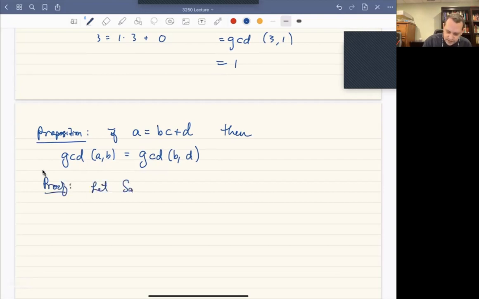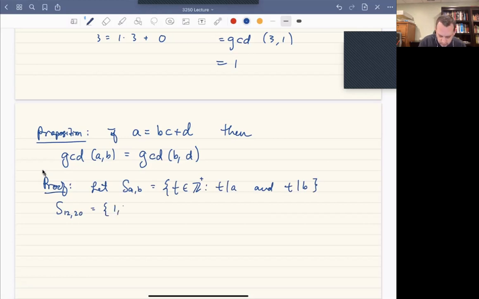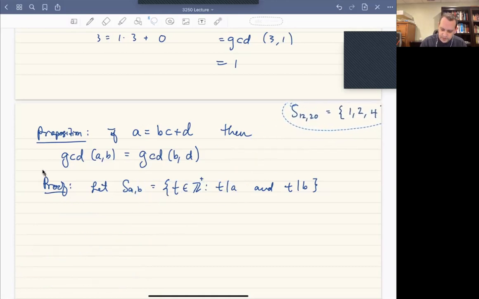Let S sub AB be the set of common divisors of A and B. So it's all the positive integers that divide A and divide B. So for example, if I were to have S of 12 and 20, what are all the common divisors of 12 and 20? Well, 1, of course, 2, they're both even, 3 is not in there, 4, and I think that's it. Okay, so S of 12, 20 is 1, 2, and 4. So those are the only positive divisors of both 12 and 20. So that's what I mean when I write this S sub AB. So I'll just leave that off to the side here, or maybe up in the corner.